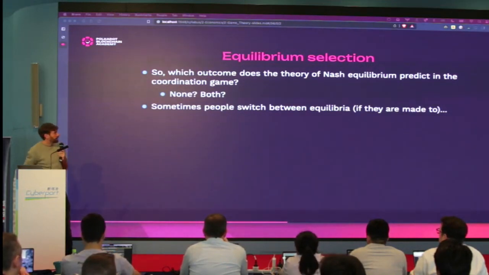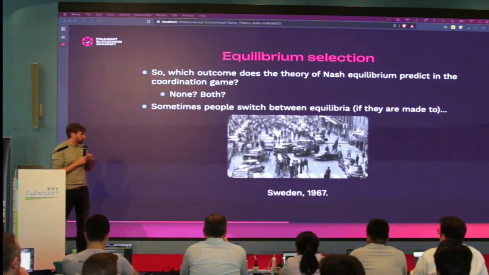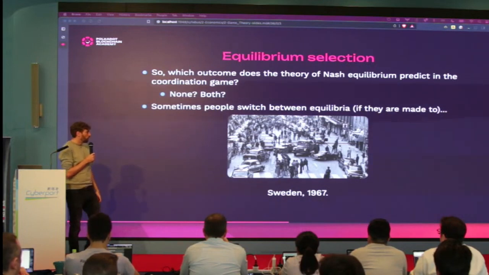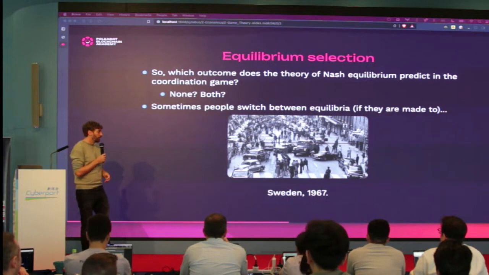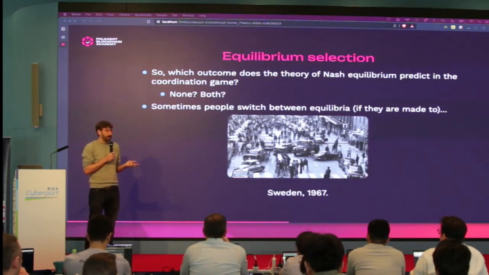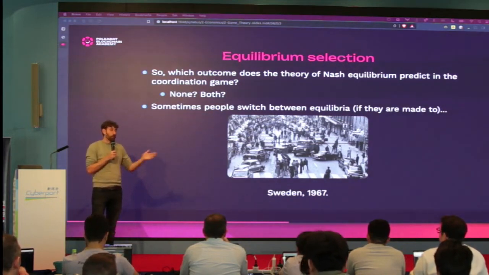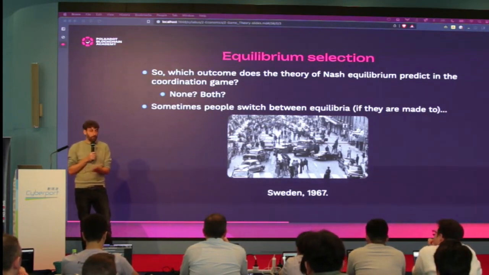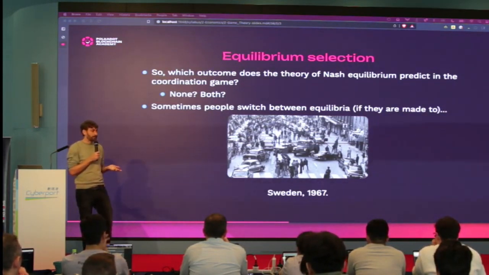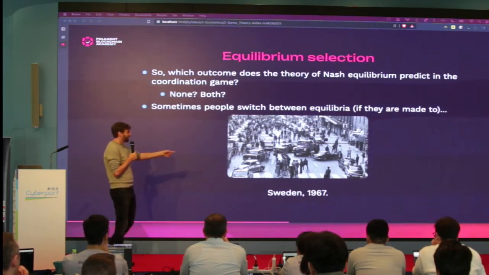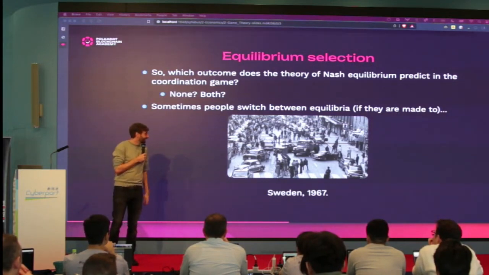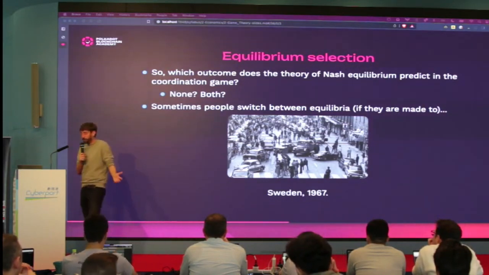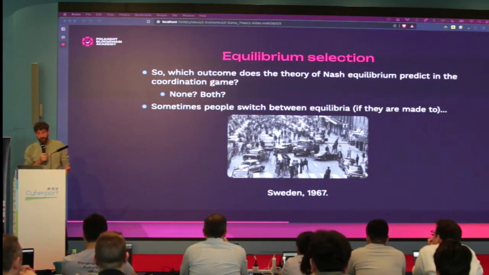And sometimes people are actually made to switch between equilibria. For example, this is a picture of Sweden, 1967, where they changed from driving on the left side to driving on the right side. I mean, it literally doesn't make any difference whether we all coordinate to go on the left side or all coordinate on the right side. Both work perfectly fine. The only thing that is important is that we all do the same, right? And this is actually the day that they switched, and it was like a complete chaos, right? Yeah, and both are Nash equilibria, driving on the left side or driving on the right side.